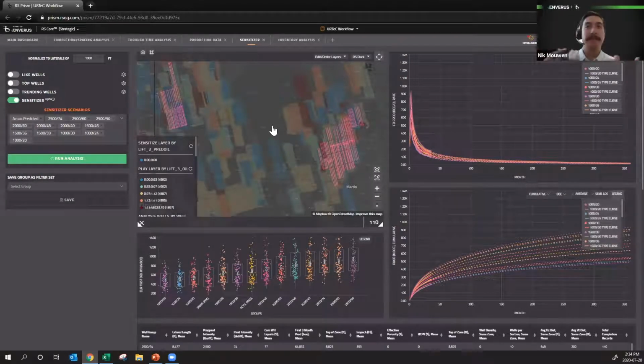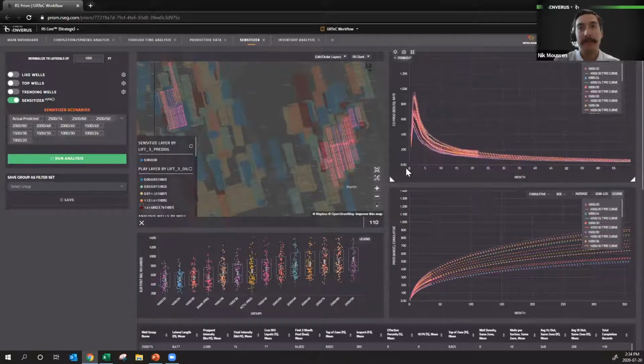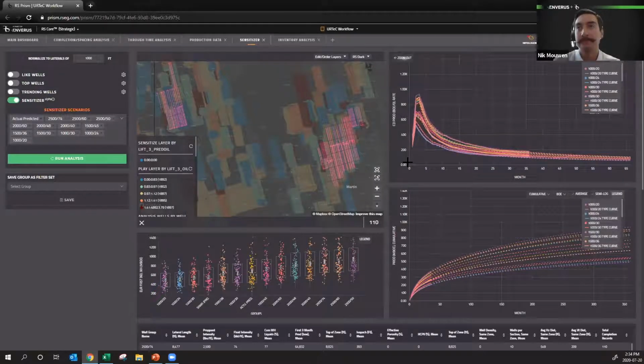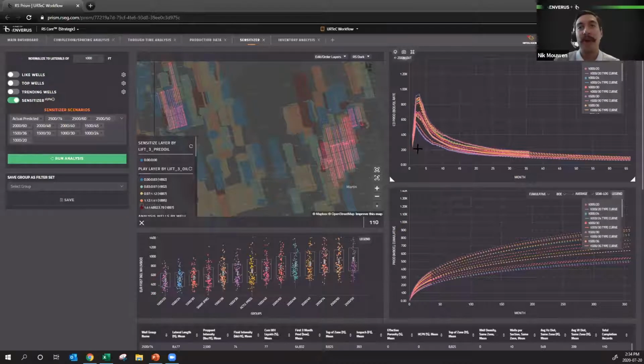So what that tries to capture is that change in type curve shape as we move to different completion designs, which you can see here. So these are the curves by different completion designs. So you can see how the curve shape, or the production profile shape, changes as we move completion designs there. So that's how we try to capture that.